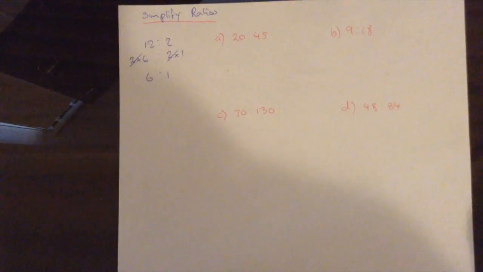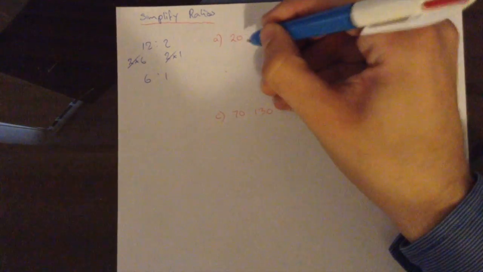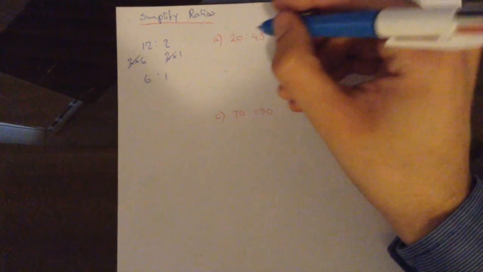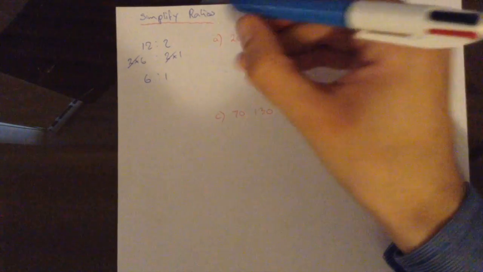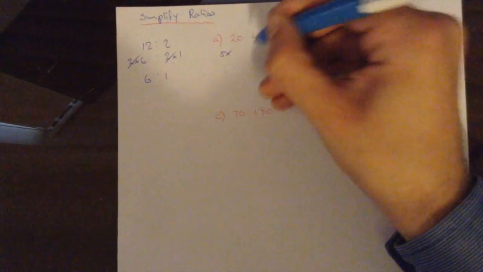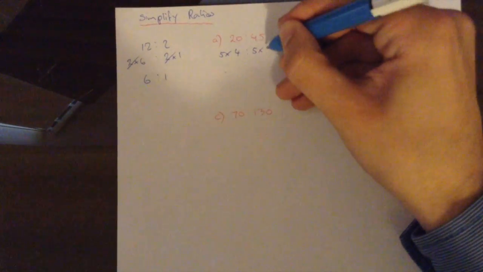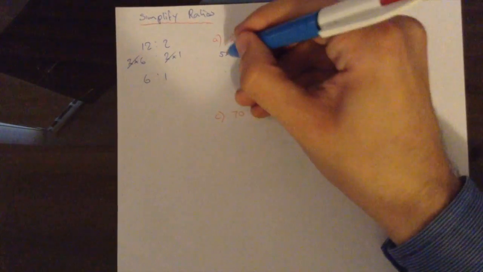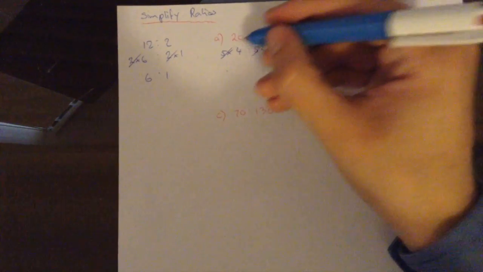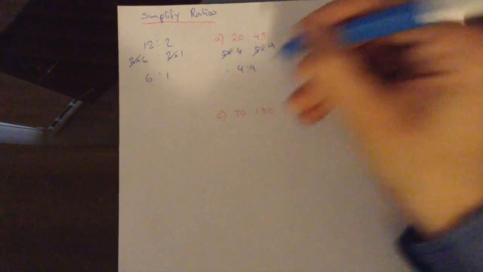Excellent. Now that you've pressed play, what I want you to do is go through and write out the factors. The common factor between 20 and 45 is 5. So we write 5 times and 5 times. Now 5 times 4 gets me 20 and 5 times 9 gets me 45. The 5 times and the 5 times cancel each other out, so you end up getting 4 to 9.